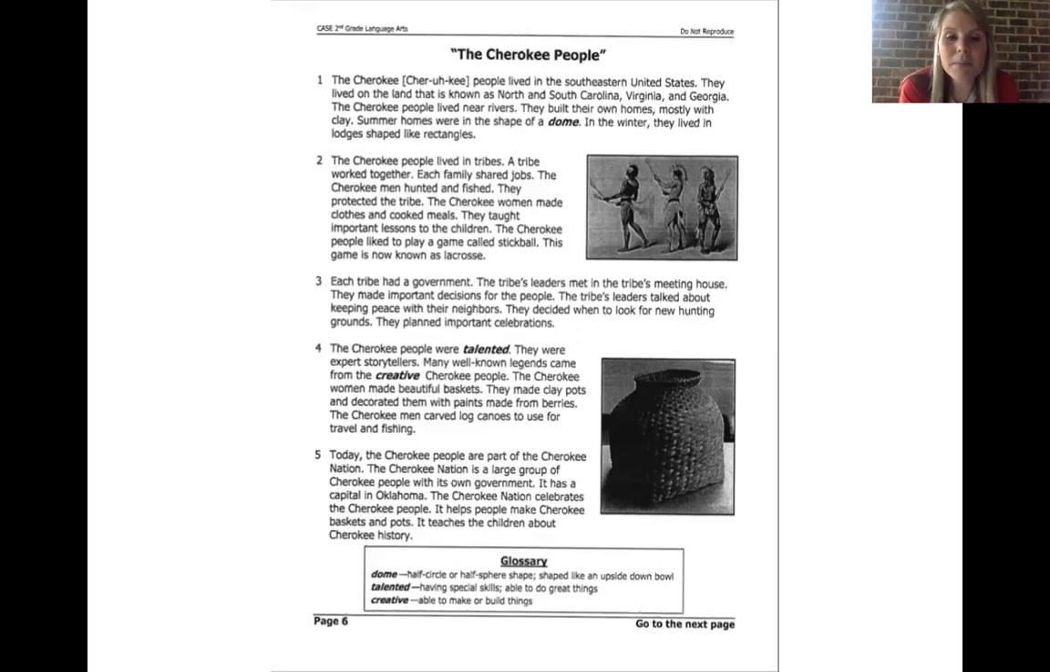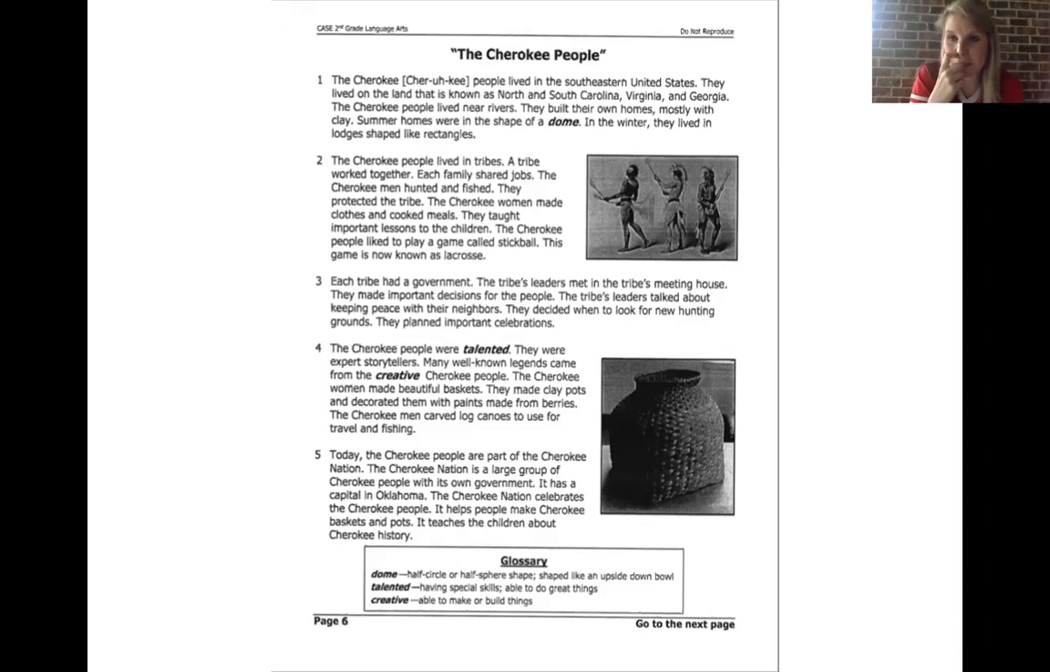Today, the Cherokee people are part of the Cherokee Nation. The Cherokee Nation is a large group of Cherokee people with its own government. It has a capital in Oklahoma. The Cherokee Nation celebrates the Cherokee people. It helps people make Cherokee baskets and pots. It teaches the children about Cherokee history.